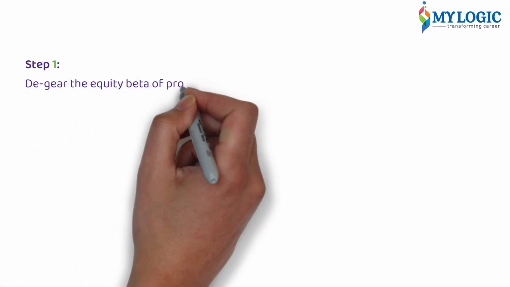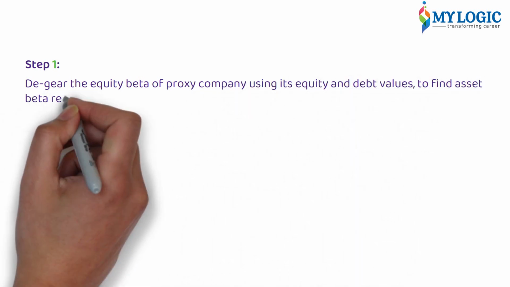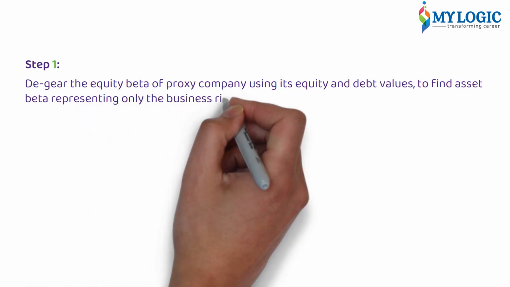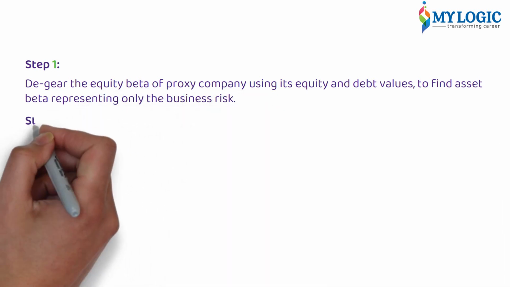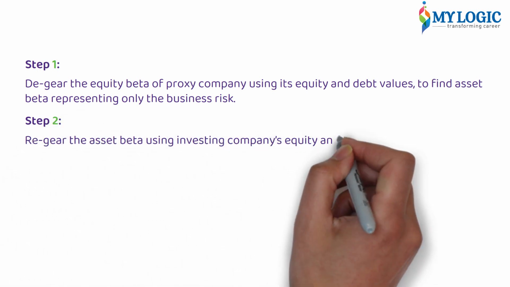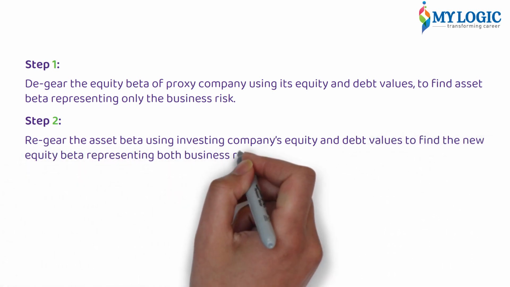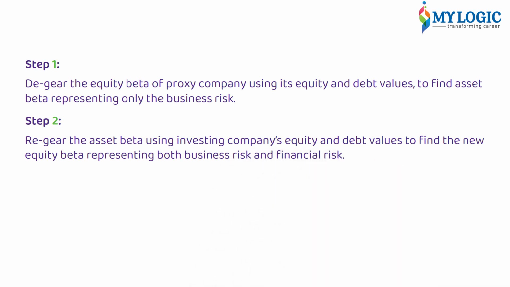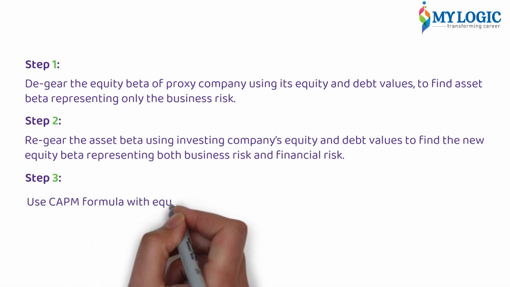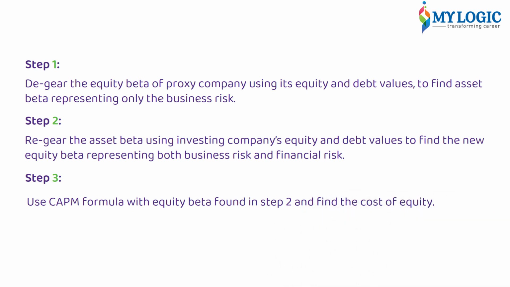Step 1. De-gear the equity beta of proxy company using its equity and debt values to find asset beta representing only the business risk. Step 2. Re-gear the asset beta using investing company's equity and debt values to find the new equity beta representing both business risk and financial risk. Step 3. Use CAPM formula with equity beta found in Step 2 and find the cost of equity.